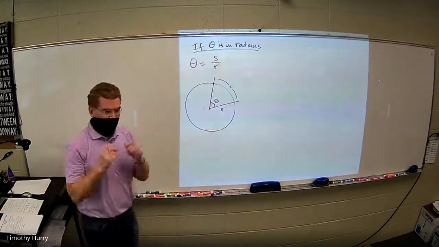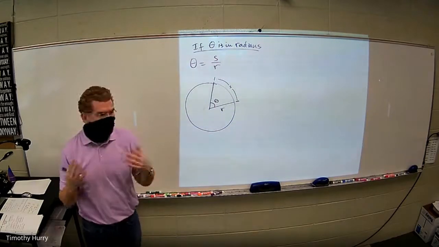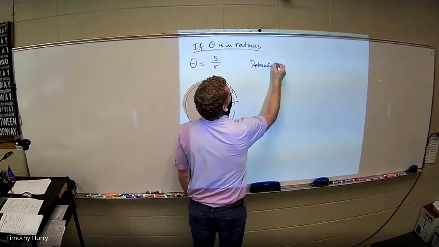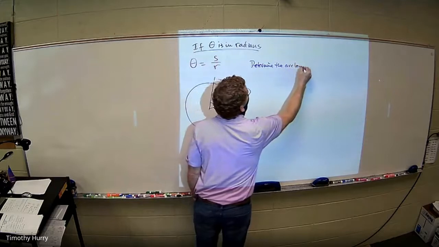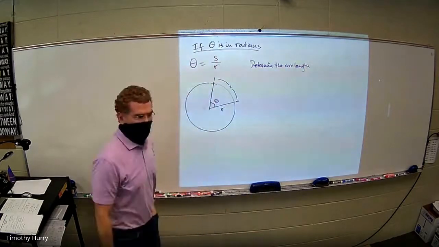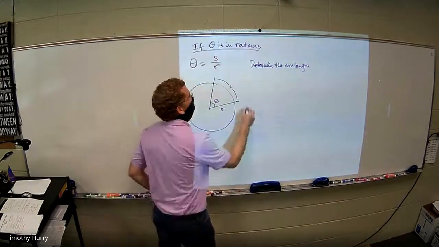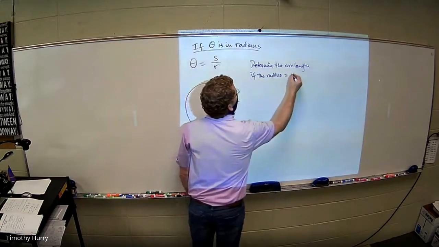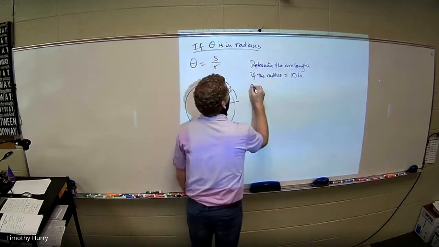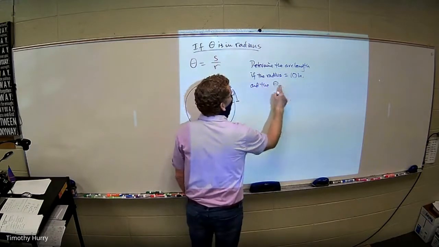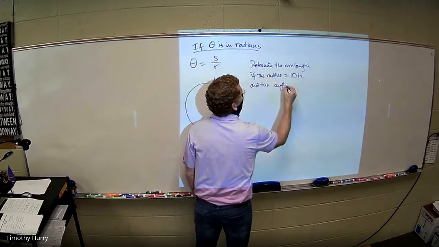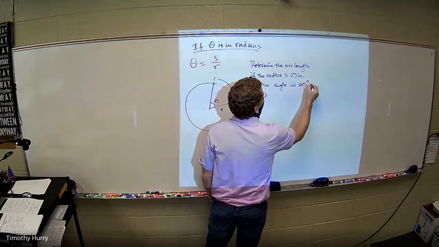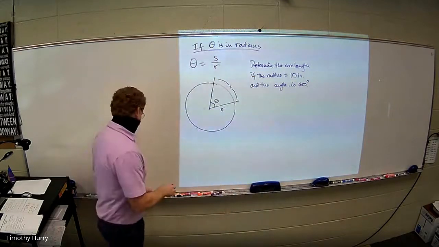Because every year I'm going to give you a problem and people miss, to me, the easiest question on this test. For instance, I'll say, determine the arc length. And what is arc length? What letter is that? That would be the S. Determine the arc length if the radius is 10 inches and the angle theta is, tell you what, 60 degrees.